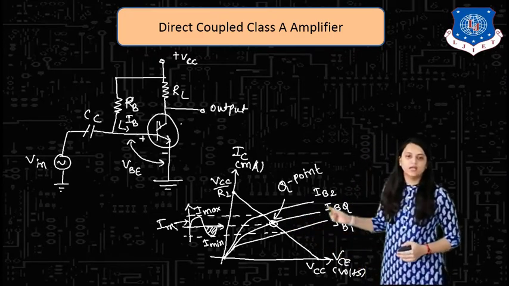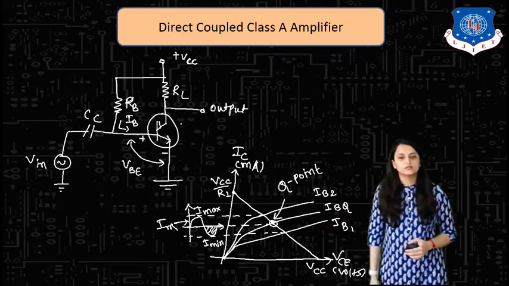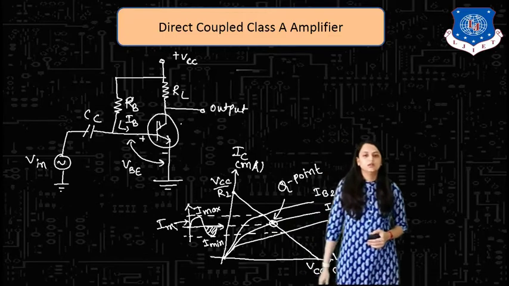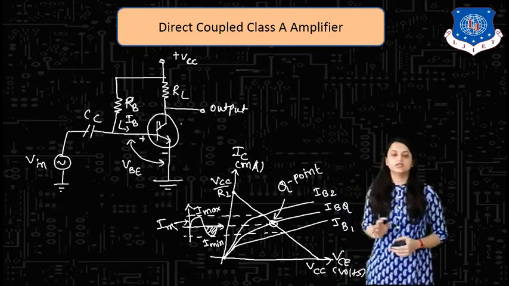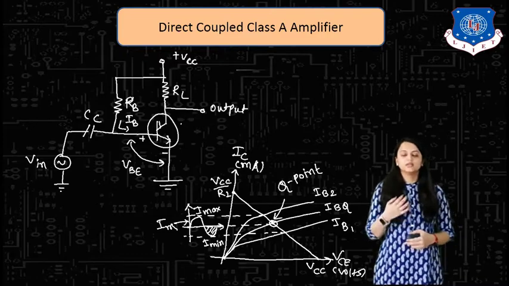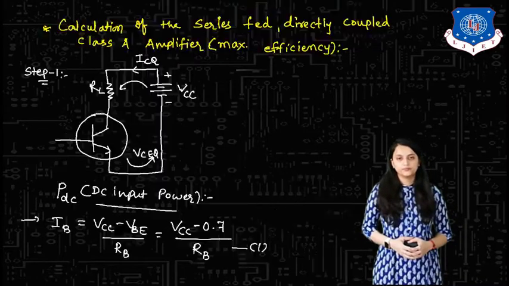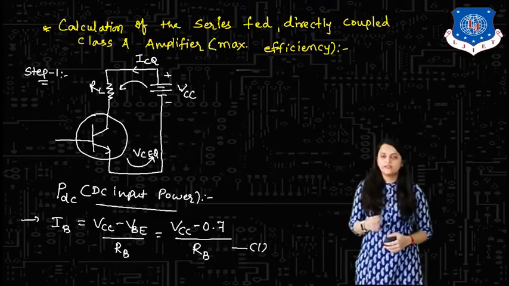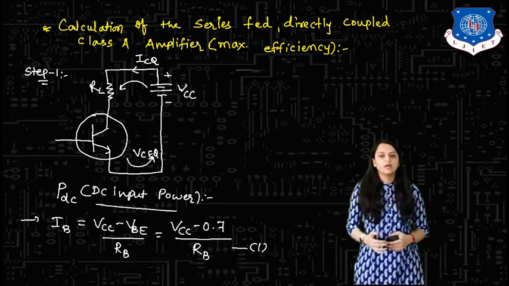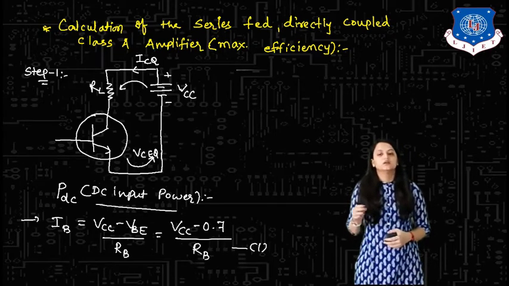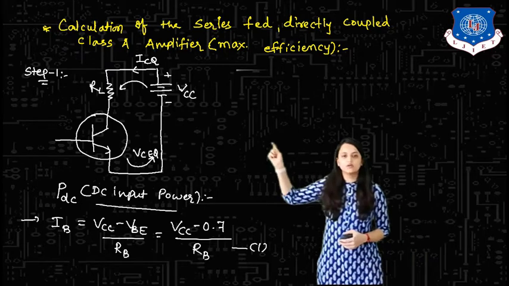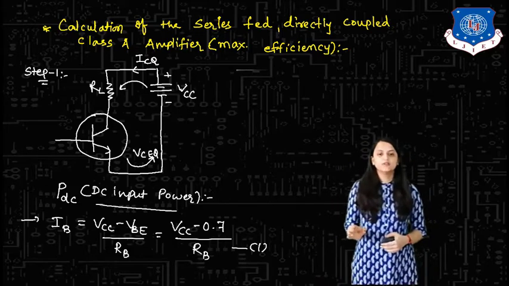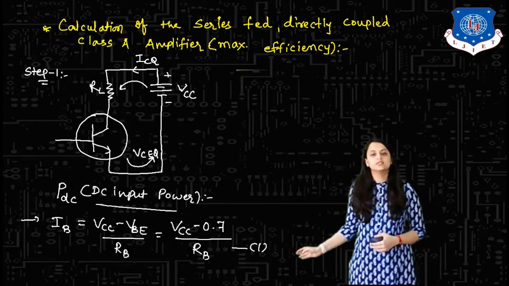These IB1, IB2, IBQ are the base currents, and according to that, when the Q point is projected, the I max and I minimum of the IC current are indicated. So this is the direct coupled class A amplifier. Now, if you want to calculate the efficiency of the series fed directly coupled class A amplifier, then step 1 is to calculate PDC, that is the DC input power. So IBQ equals VCC minus VBE over RB, as you can see from the circuit, where VBE is 0.7. So that gives equation number 1, which is VCC minus 0.7 by RB.